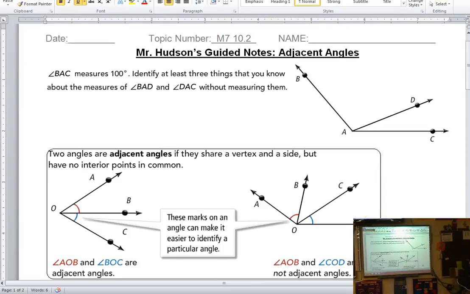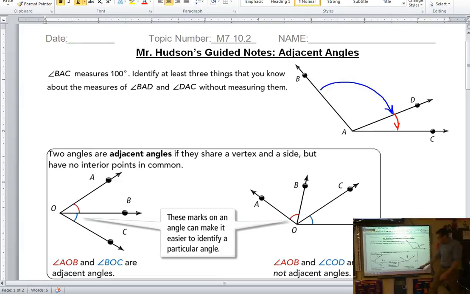So, if I make my blue angle BAD, B-A-D, and my red angle DAC, D-A-C, like they showed right here. They're adjacent because they're beside each other, they share the vertex, they share the side. Any questions on the fact that these are adjacent, blue and red?